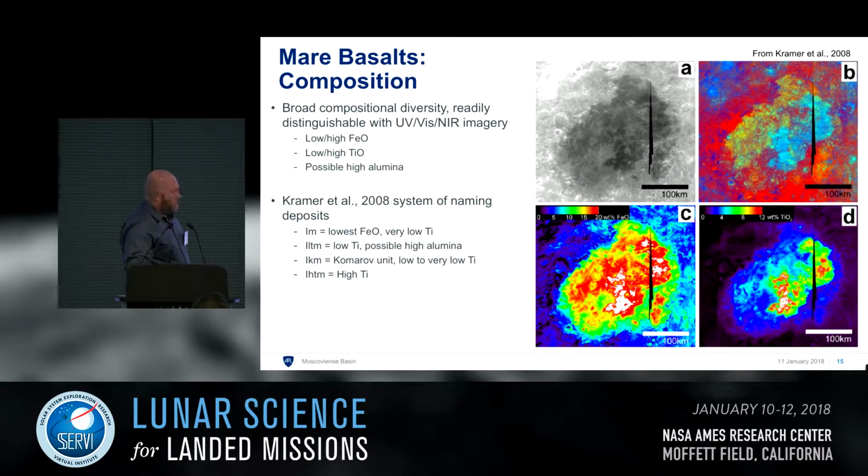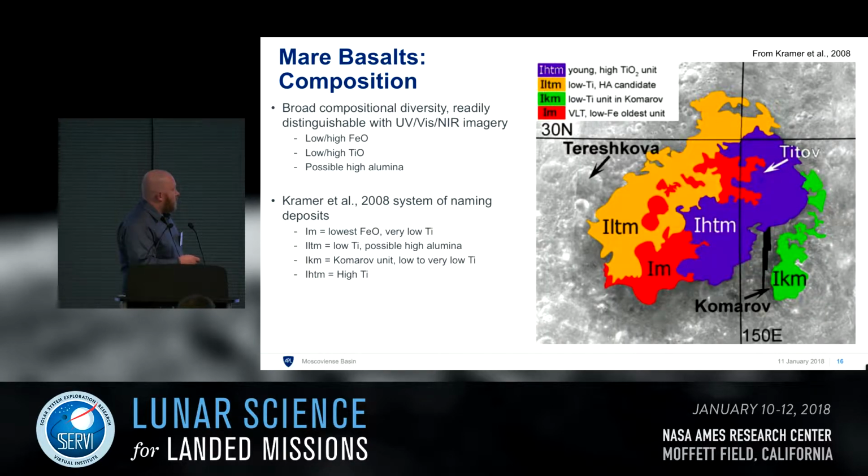All right, so the Mare basalt compositions. George Kramer had a very nice paper using Clementine data back in 2008 and looked at the Mare compositions in this area. You have both high and low iron. This is a Clementine iron map. You also have high and low titanium. This is the titanium. And then you potentially also have alumina. This is the map that George produced and mapped out the different units.